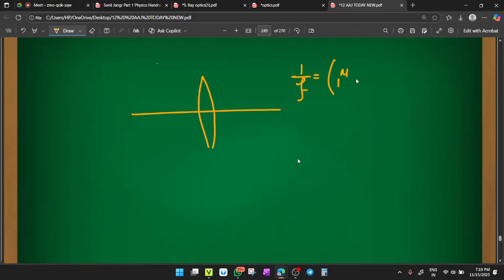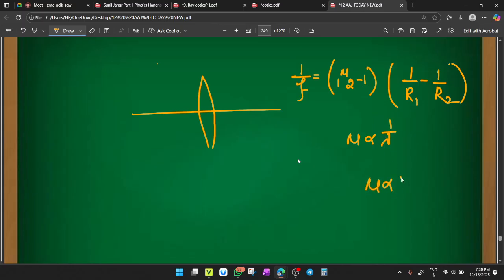You know, students, for a lens we have the lens maker's formula: 1 upon f equals (mu minus 1) times (1 upon r1 minus 1 upon r2). This formula is used to make a lens. Now, mu is inversely proportional to lambda. We know mu is inversely proportional to V, and V is proportional to lambda. So mu is inversely proportional to lambda.